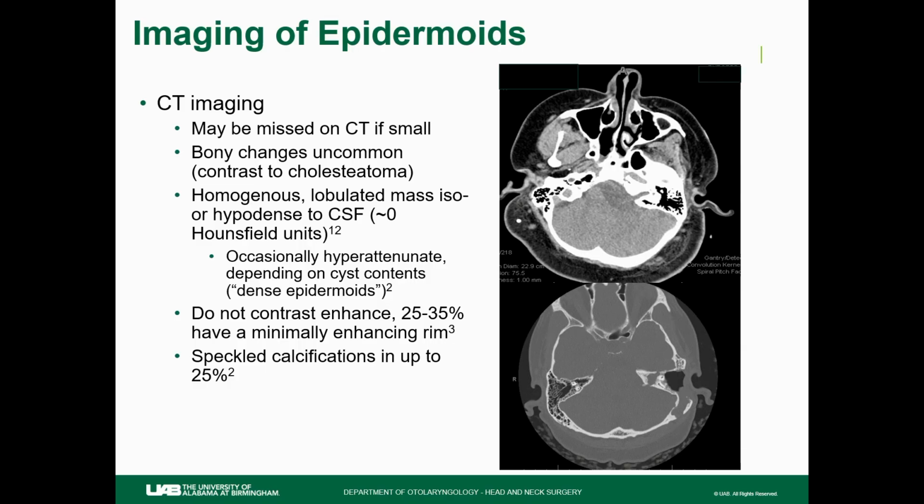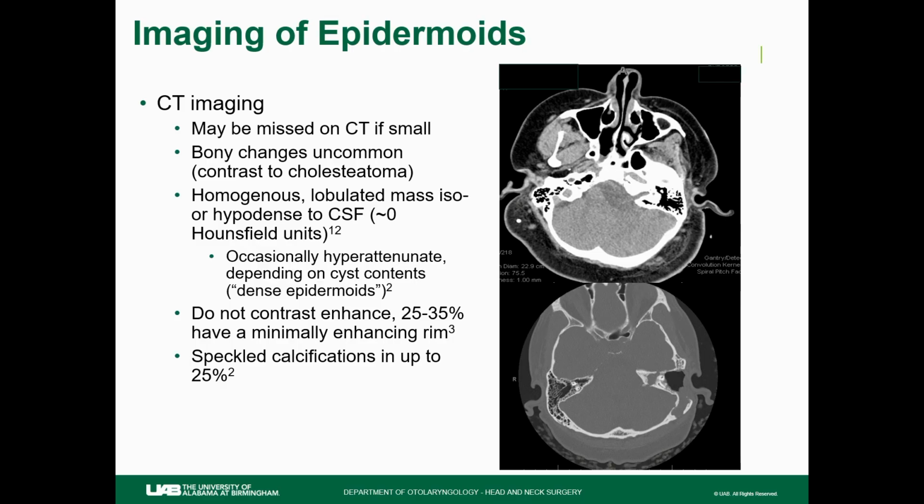On the top right image is a young lady who got a CT head for headache and was found to have a left cerebellopontine angle hypodense mass with displacement and compression of the brainstem. On MRI, this was confirmed to be an intracranial epidermoid.